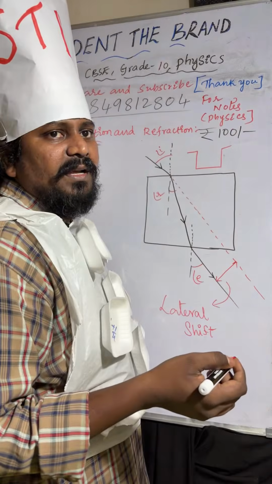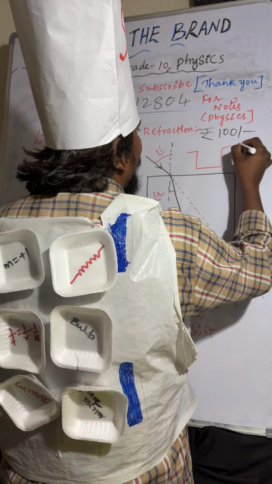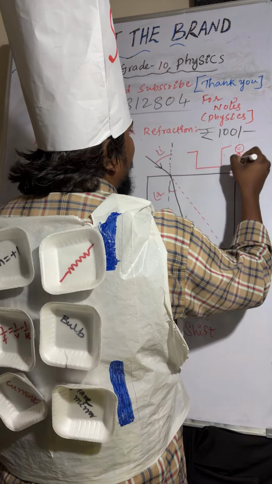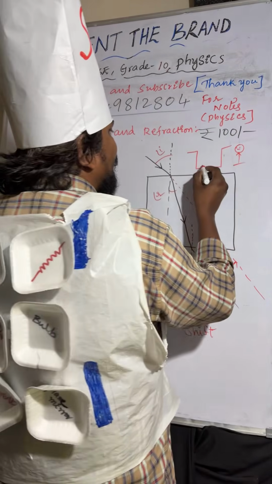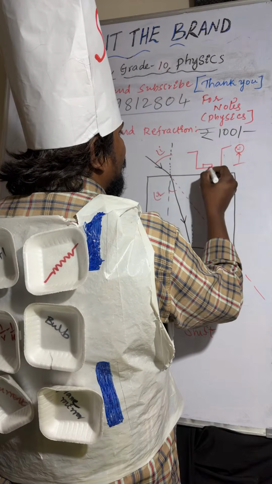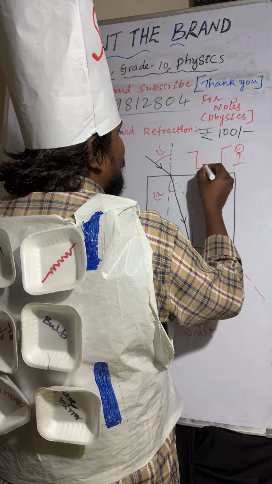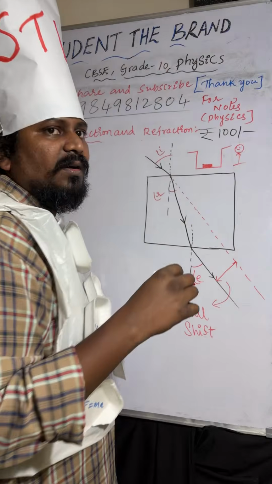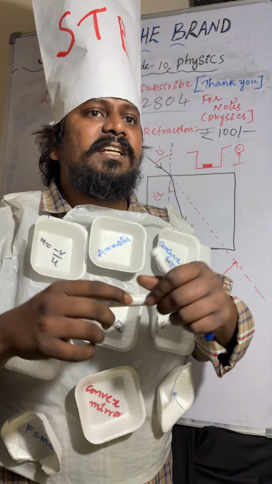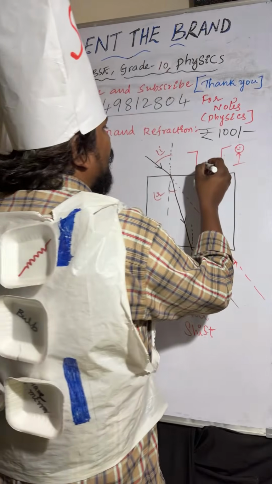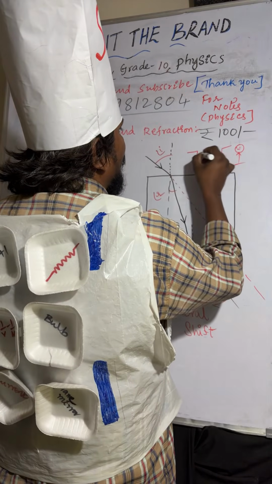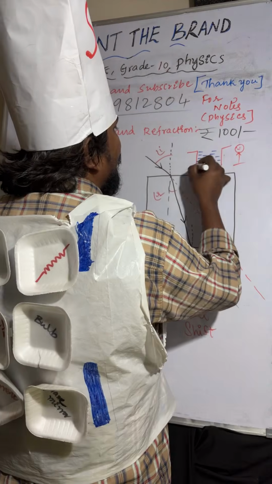So I'm taking one beaker. The person is standing over here. A coin is placed at the bottom of the beaker like this. The coin position is not seen by him. The position of the coin is not observed. He is not able to see it in this position.